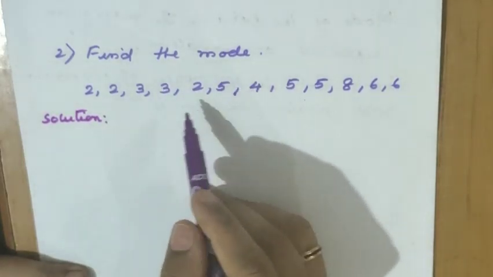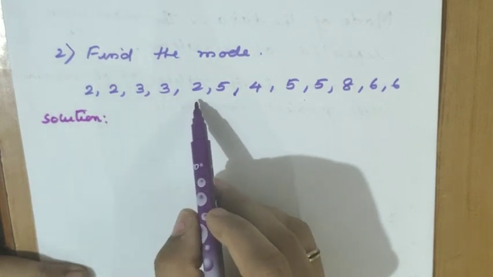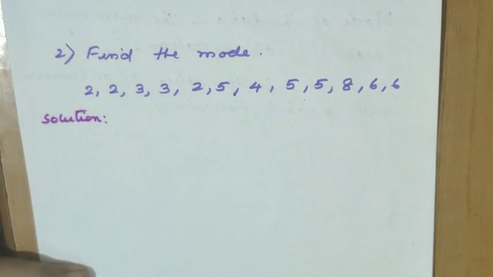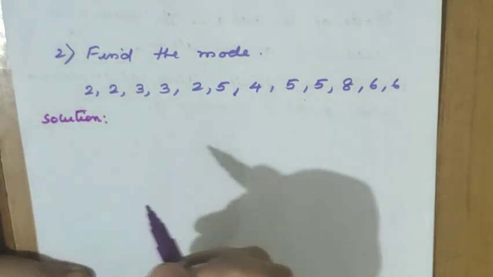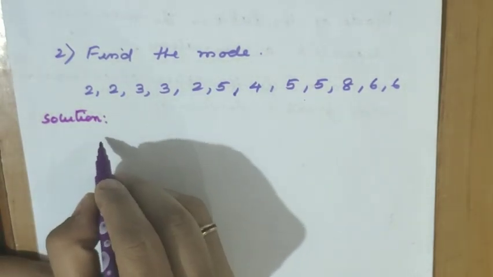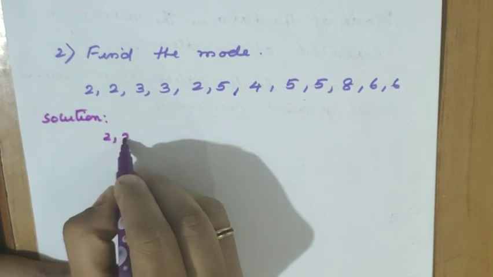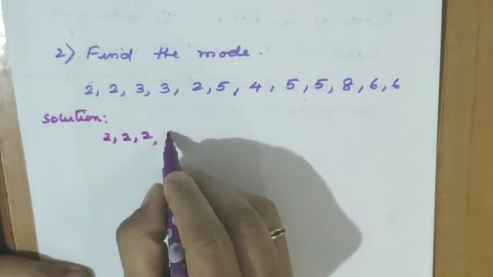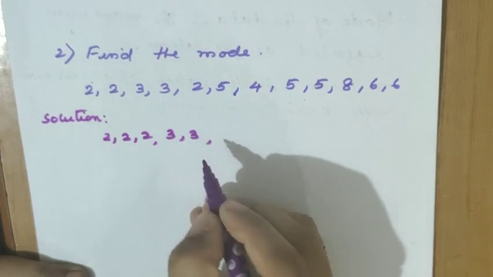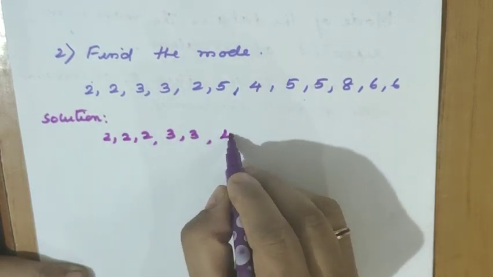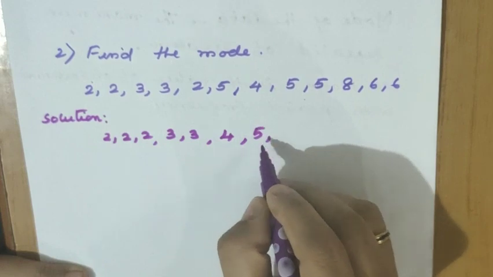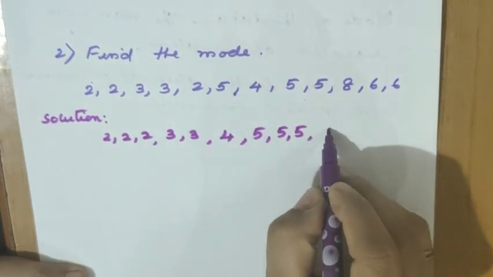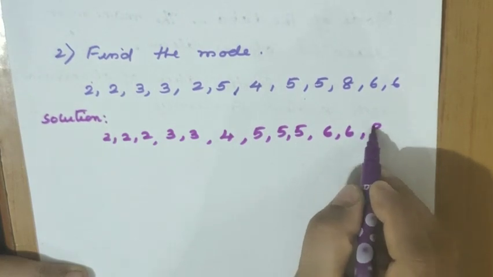Second question, find the mode. 2 2 3 3 2 5 4 5 5 8 6 6. Since the number of observations is small here, we will arrange them in groups. So 2 is repeated how many times? Let us see. 3 times. 3 only 2 times. 4 1 time. 5 3 times. 6 2 times, and 1 8 is there.